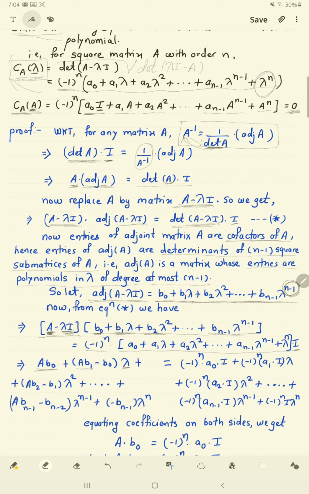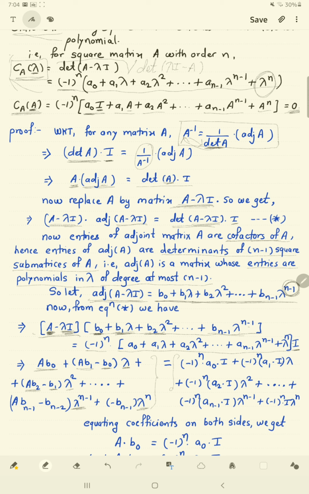Okay, so here A b1, then minus lambda I into b1 is nothing but minus b naught lambda I, so this is nothing but only b naught lambda. Similarly for lambda square, A b2 lambda square, so here I get A b2, then lambda I into b1 lambda is nothing but lambda common, so minus b1. Similarly I collect all these terms in lambda square, lambda raised to n minus 1, lambda raised to n.